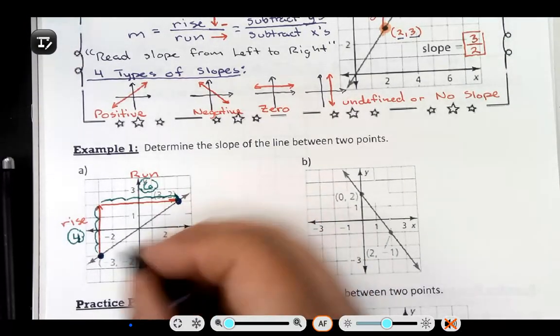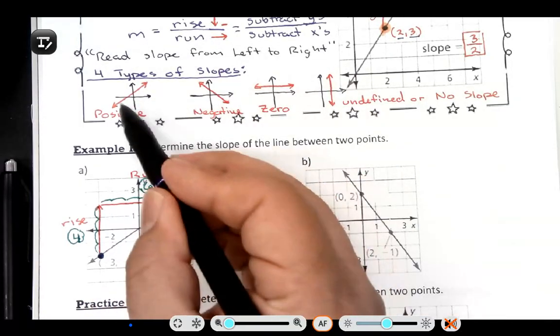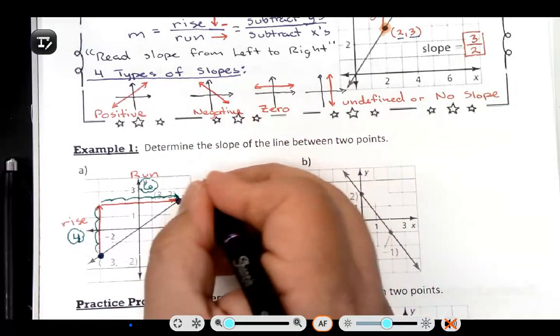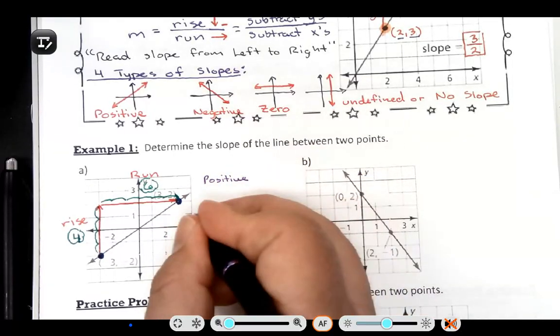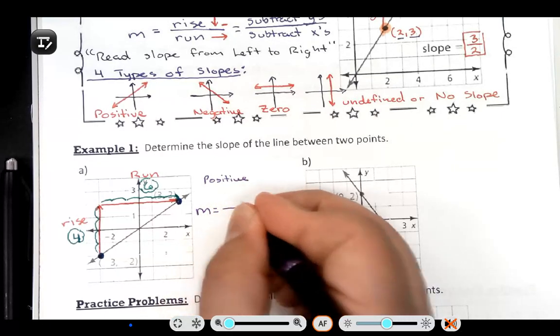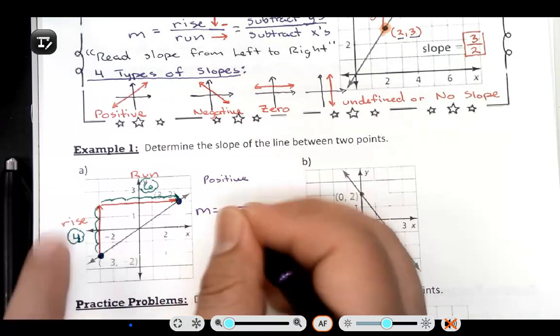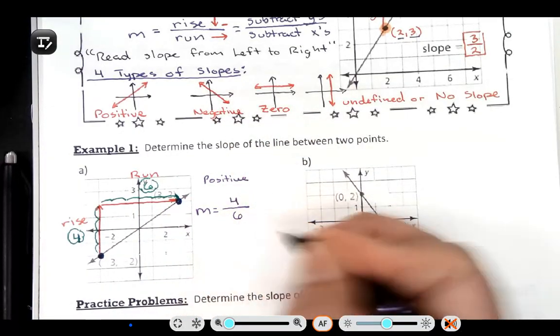Look, first of all, is my slope positive or negative? Well, look up here. It's increasing, so we know it's going to be positive. All right, well, here's my slope. Remember, rise over run. The rise is on top. Run is at the bottom. So my rise is 4. My run is 6. And there it is.